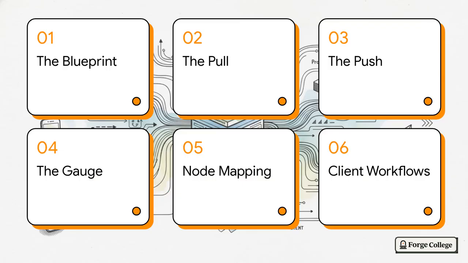First up, we'll welcome you to the blueprint. Then, we'll tackle the three core mechanical RPC concepts: the pull for request and response, the push for streaming subscriptions, and the gauge for management endpoints. After that, we'll map these specific patterns to actual node roles and wrap it all up by building some highly resilient client workflows. Let's get to it.